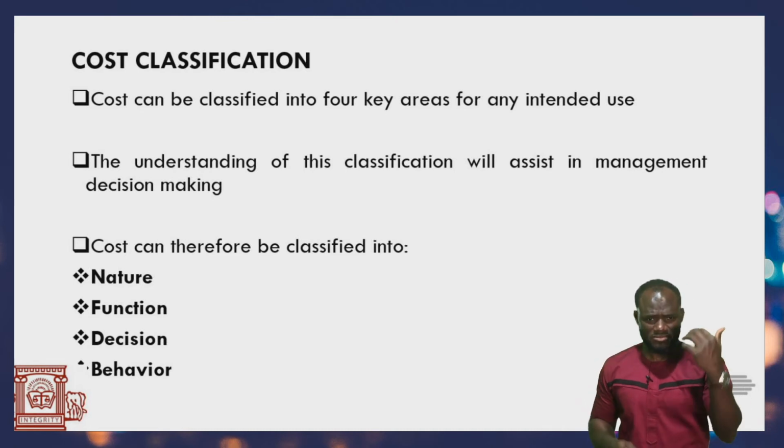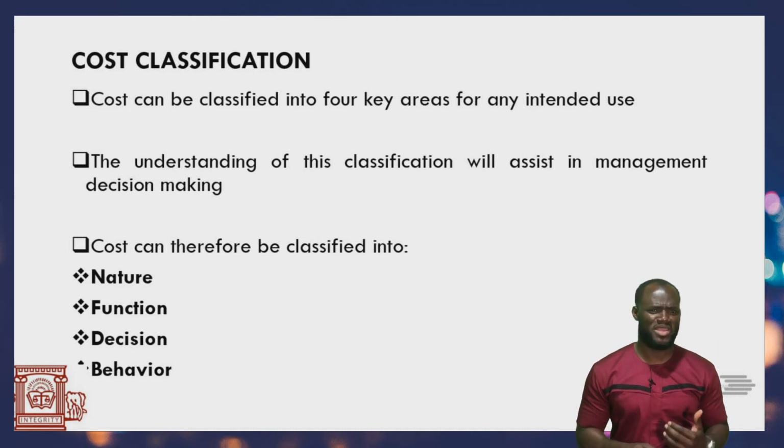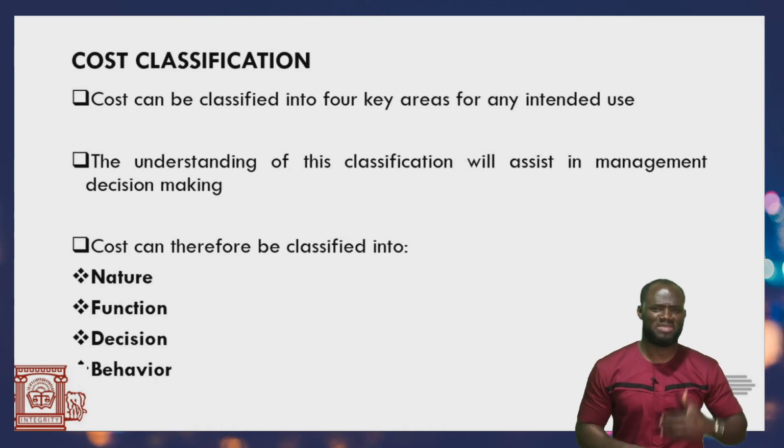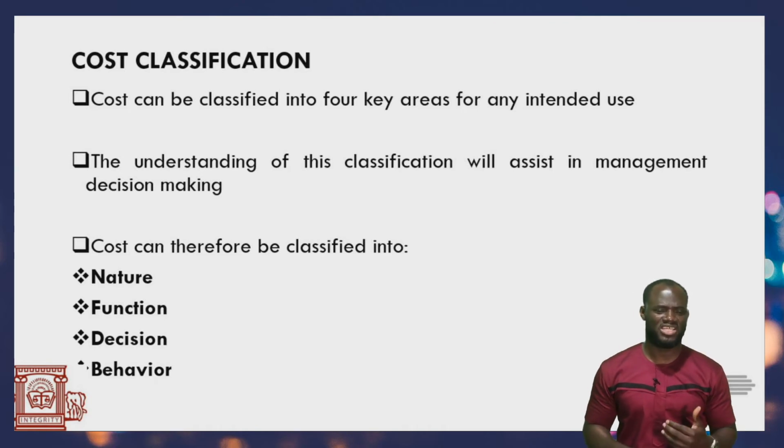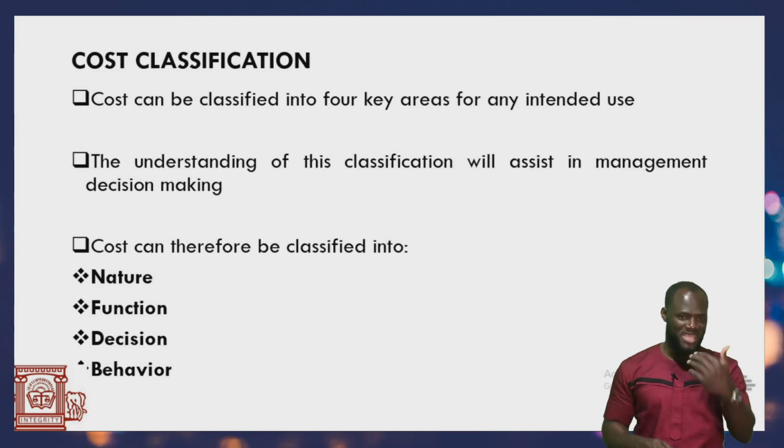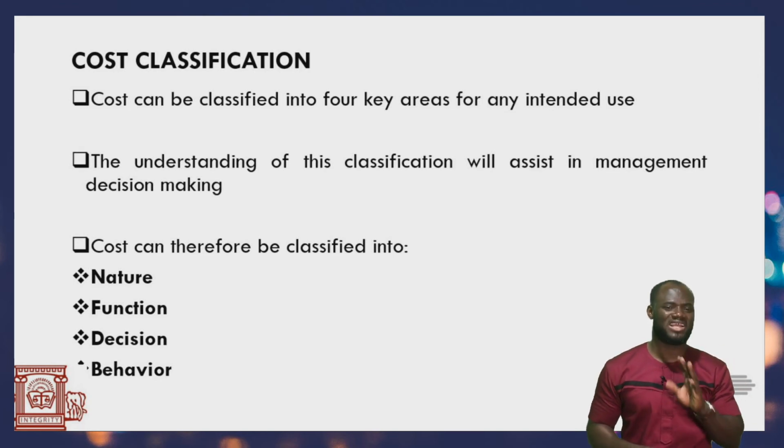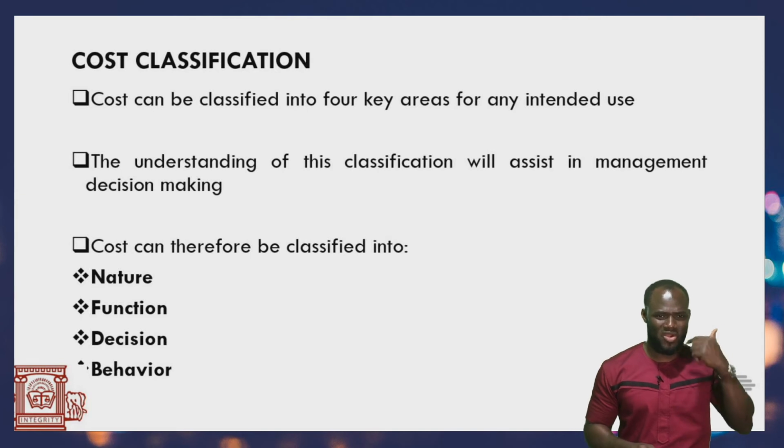All right. So cost can be classified into 4 main areas. You have cost classification by nature, cost classification by function, by decision making, and also by behavior. So there are 4 main classifications of cost. We're going to take a look at what each of these classifications represents, what they're meant for, and how a managing accountant can adopt them in analysis and decision making for management.